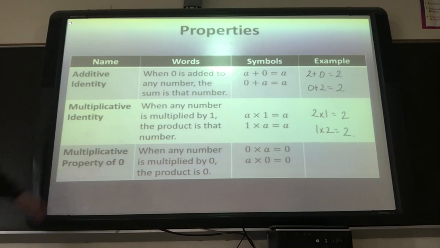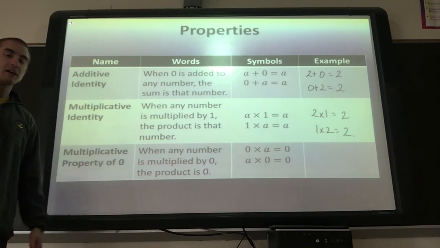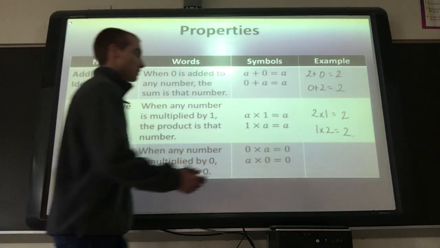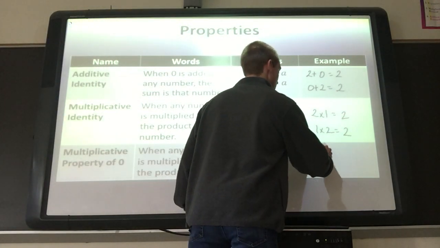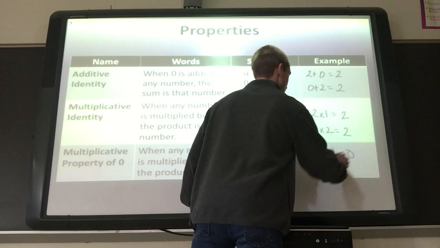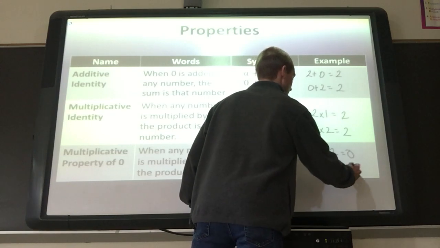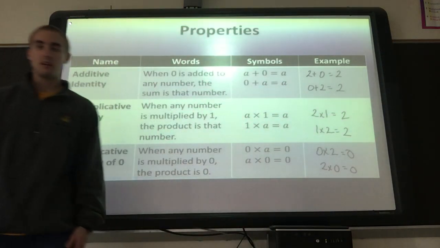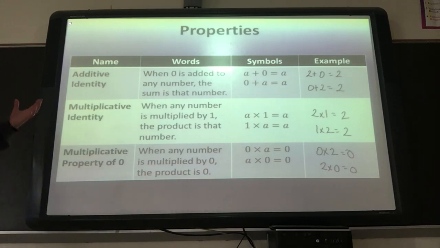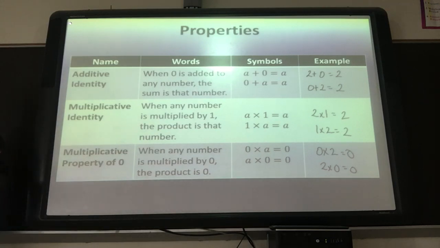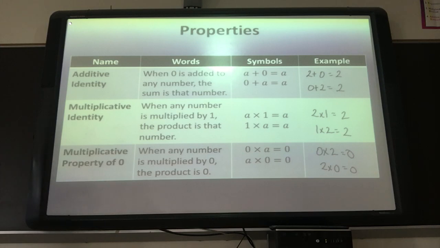And then the multiplicative property of 0 says that if you multiply any number by 0, your answer is also going to be a 0. So 0 times 2 or 2 times 0, you get 0. So 0 times anything, you get 0 as your answer. So those are the other 3 properties. Notice that with all of these properties, it's only with addition and multiplication. So we'll see a little bit later if we can use any for subtraction or division. Okay, but these are our 5 properties.